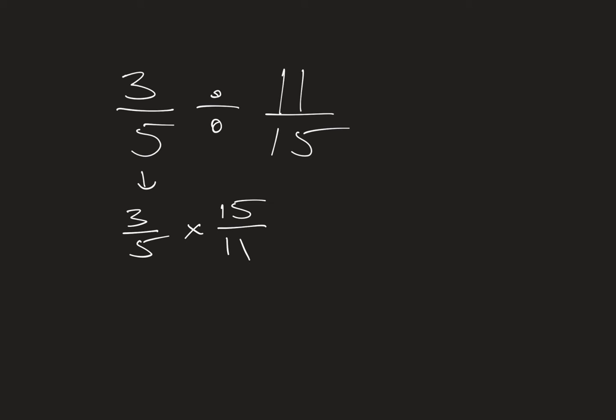Now when we multiply fractions, we just go straight across, 3 times 15, 5 times 11. But it's always a good idea before you multiply to look diagonal. And I see that 5 and the 15 we can simplify before we multiply. So 5 and 15 both can be divided by 5. 5 divided by 5 is 1. 15 divided by 5 is 3. And now we multiply straight across. 3 times 3 is 9. 1 times 11 is 11. So the answer is 9/11.